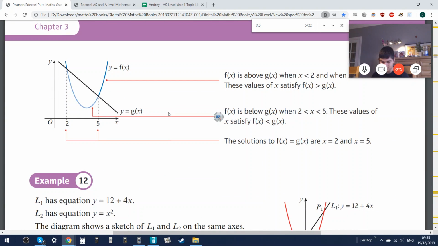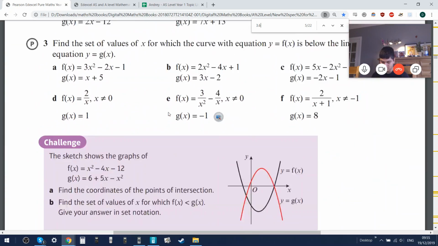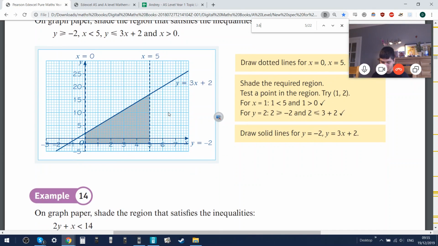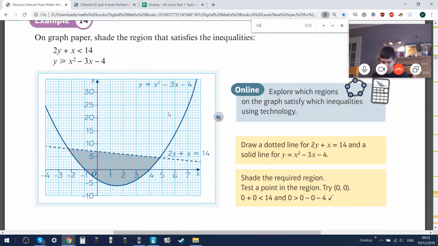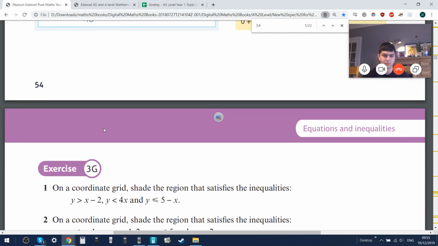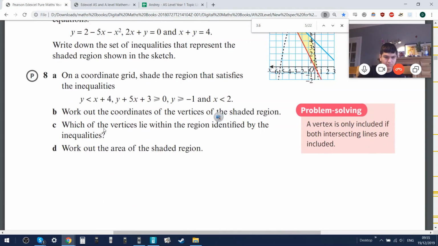Inequalities on graphs. That's what we did. So 3.7 is regions. Regions are very similar, where you just have to say what region is the line greater than the curve, and so it would be this region here. So for all these coordinates in here, the line is greater than the curve because it's over it. So you would just sketch the two and then shade it in.